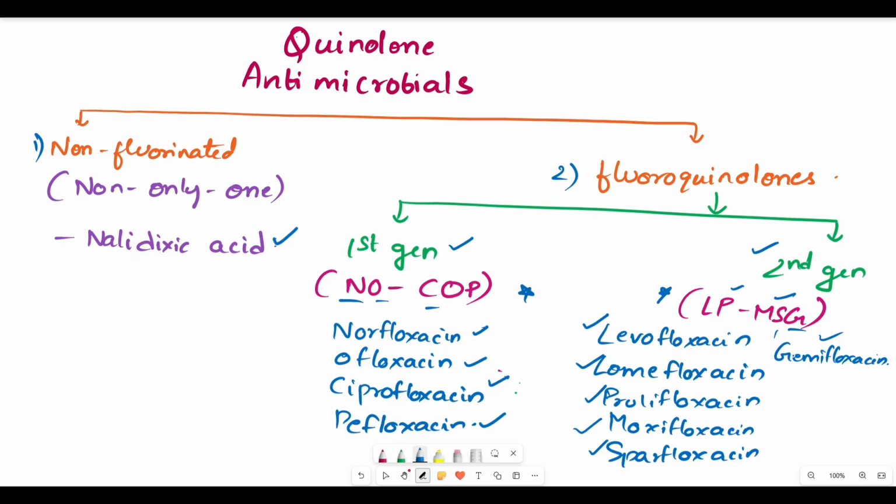So that's it. That was the complete classification of both sulfonamides and quinolones with simple tricks. See, pharmacology is not about mugging up, it's about smart remembering. If you can recall SILs for sulfonamides, NOCOP and LP MSG for the quinolones, you have already won half of the battle in the exams.